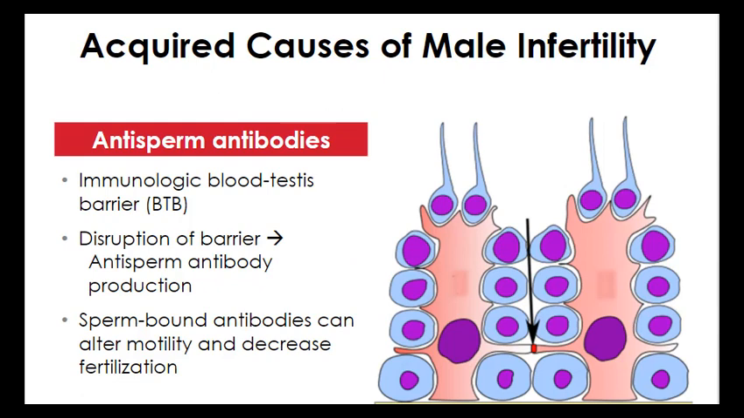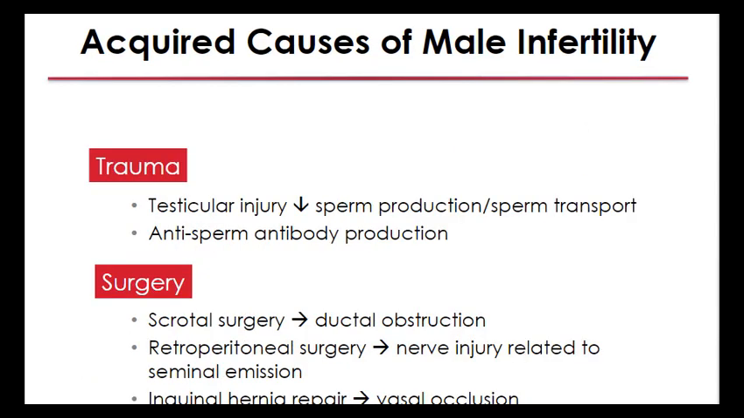Acquired causes of male infertility include autoimmune damage and the production of anti-sperm antibodies. The blood-testis barrier is a physical barrier between the blood vessels and the maturing sperm within the seminiferous tubules of the testes. Connections between the Sertoli cells form a tight barrier that prevents immune exposure. Genital injury can adversely affect sperm production or sperm transport and may also lead to anti-sperm antibody production. Scrotal surgery can inadvertently lead to ductal obstruction. Retroperitoneal surgery can injure the nerves responsible for seminal emission. Inguinal hernia repair may result in basal occlusion.